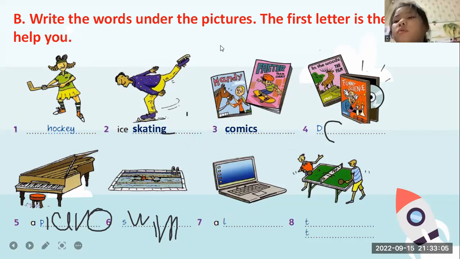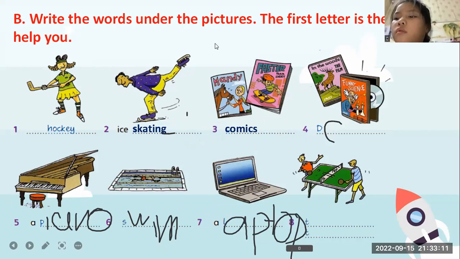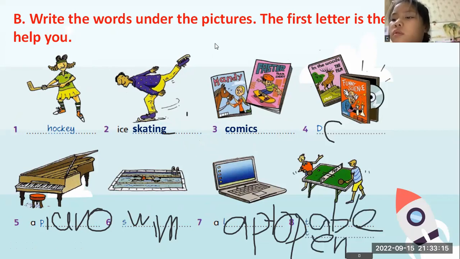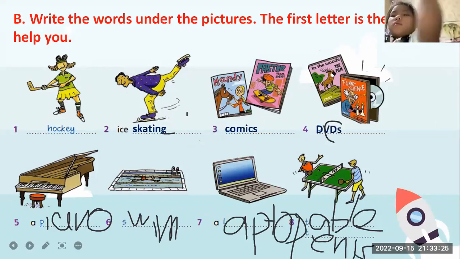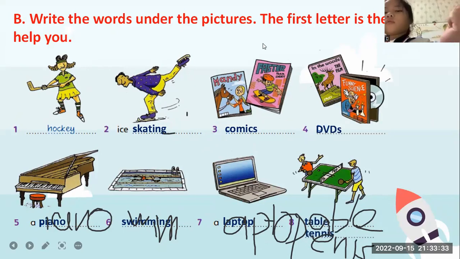What is number 4? So what is your answer to number 4, Elsa? I don't know. Okay, this one is DVDs. How about number 5? This is piano, swimming, laptop, and table tennis.